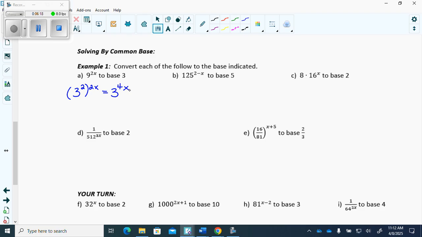125 is base 5. What base could it be? Base 5, 5 to the what? 5 to the 3. And if you don't know, go 5 squared, 5 cubed, 5 to the 4, 5 to the 5, right? So you get the match thing. So 125 is 5 cubed. And then that's to the 2 minus x, which I made sure to have in brackets. So I distribute through. So I get 5 to the 6 minus 3x.